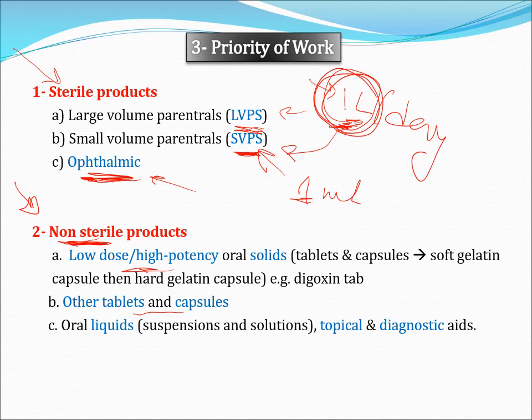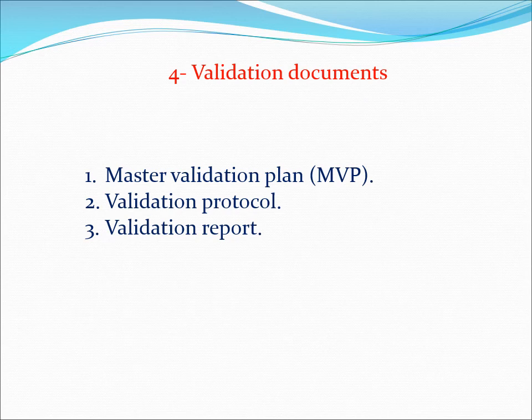Then other tablet and capsule, for example, the tablet may contain paracetamol, augmentin, non-potent drugs. Then the third stage here in non-sterile is oral liquid and also topical and other diagnostics and so on. So we know now who will make the validation, and what he will validate, and what is the priority even of the validation work.